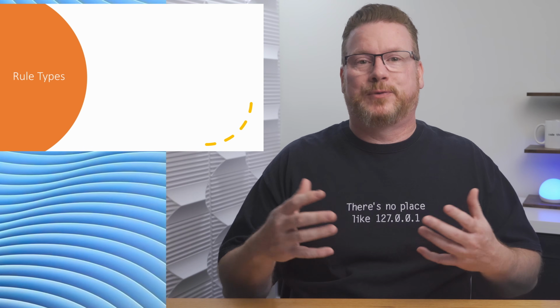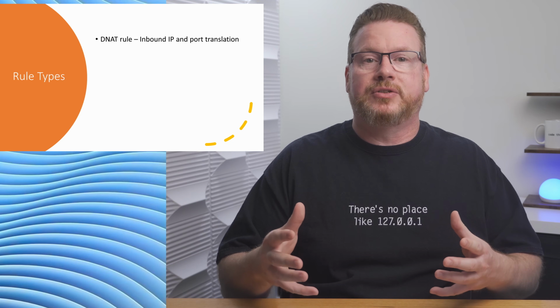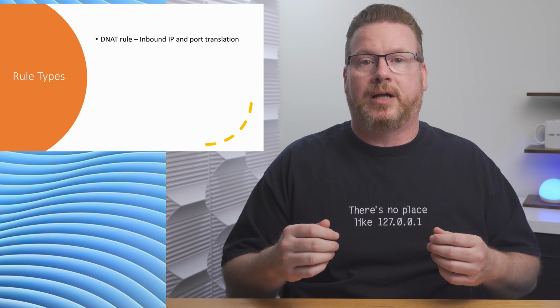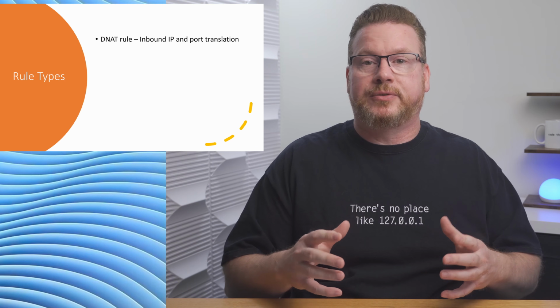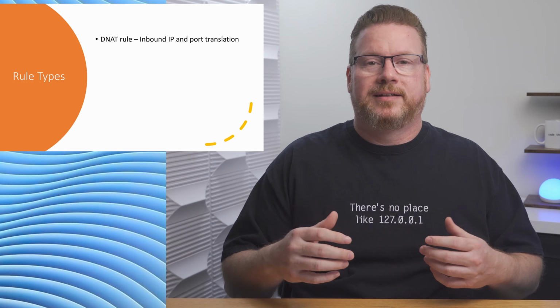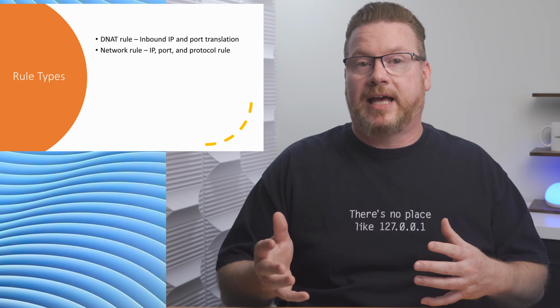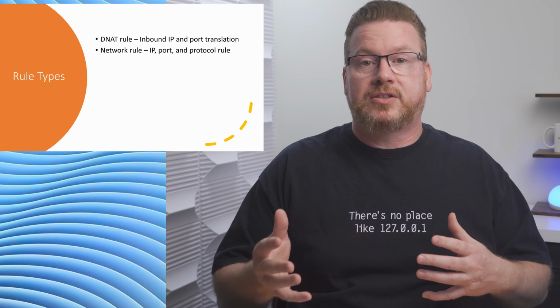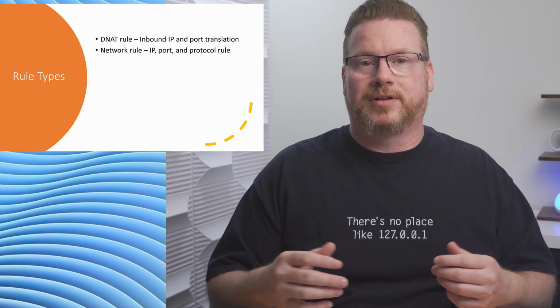There are three types of rules: DNAT, network, and application. DNAT provides the ability to allow inbound traffic through the firewall. Hosting a website, for example, it uses an inbound translation rule to direct traffic from the internet to a resource behind the firewall. The network rule uses layer 3 and 4 information to allow or deny inbound, outbound, or east to west traffic. These rules are based on IP address, port, and protocols.